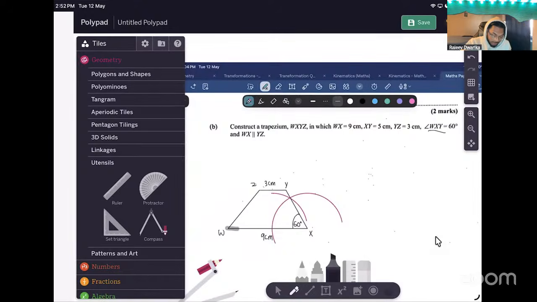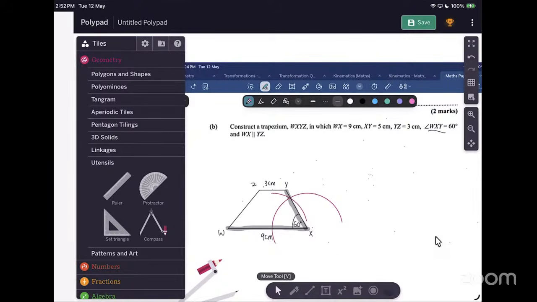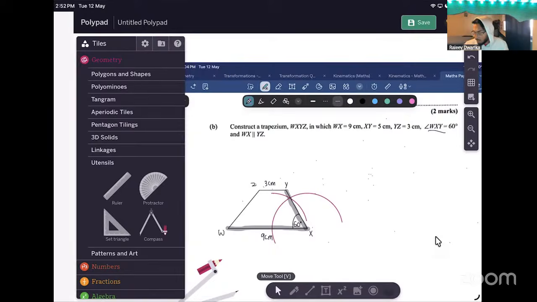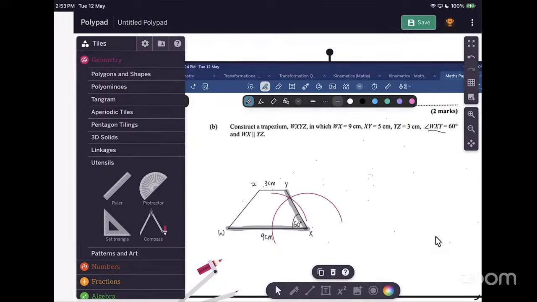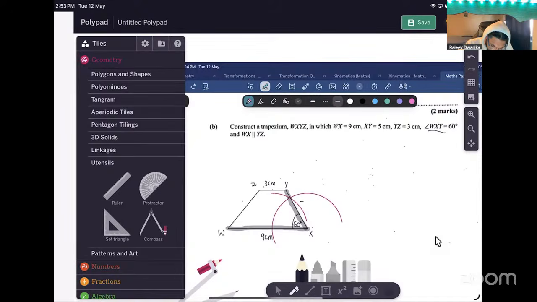So here, first of all, they had to recognize that this was the base. WX was the base, 9 centimeters. Then you need to construct a 60-degree angle here. Are you with me? Alright. YX had to be how long? 5 centimeters. Right? And that would have given me point Y.